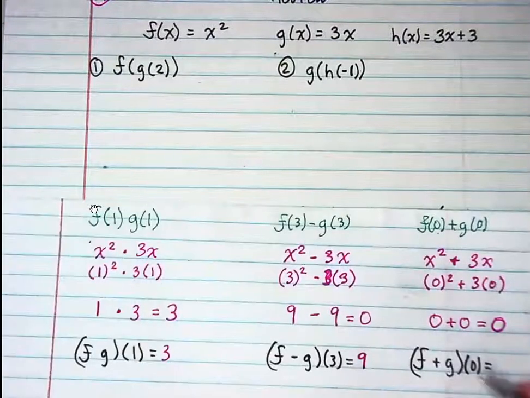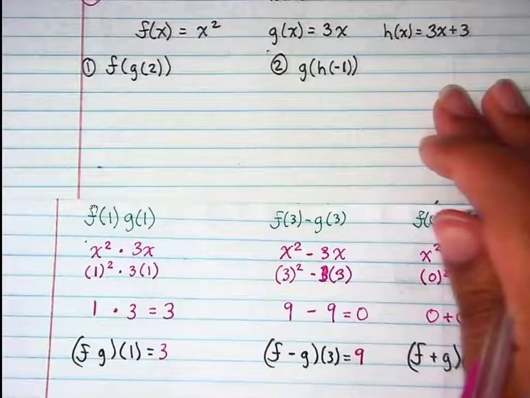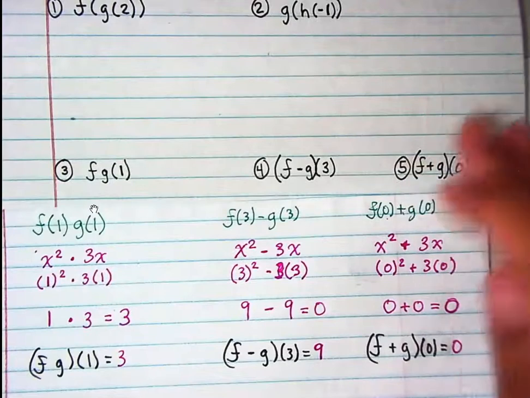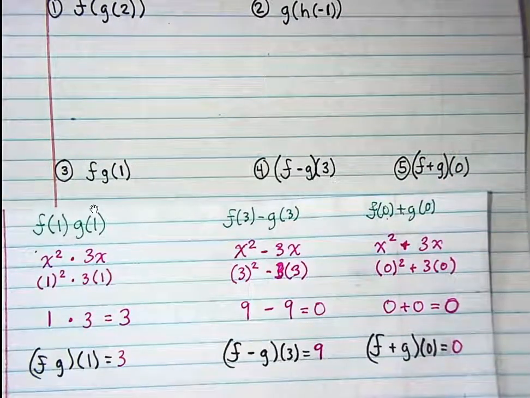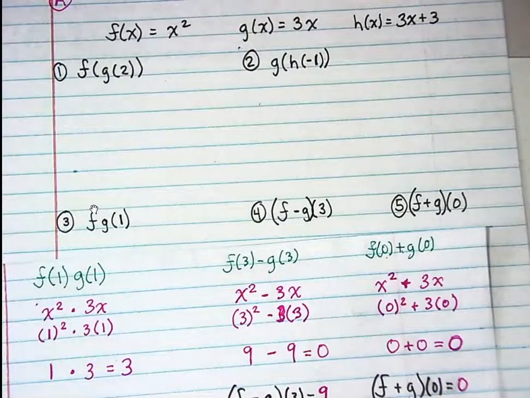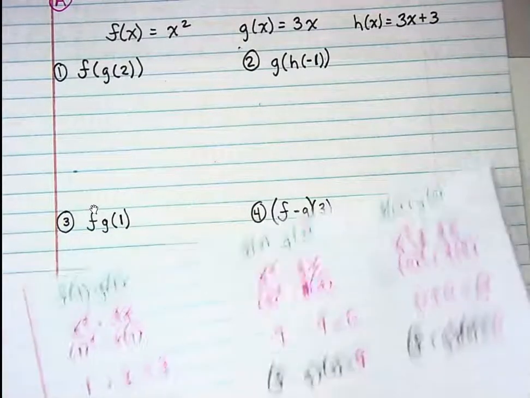Equals 0. All right, so that's what we're dealing with, guys. Now we're going to move into the graphing of it and also look at tables. And that's it, guys. That'll be the last parts.